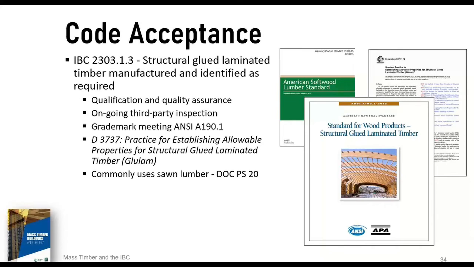Under the code acceptance portion, IBC section 2303.1.3 is the section that refers to ANSI A190.1. That's the standard for structural glue laminated timber. That establishes the nationally recognized requirements for the production, inspection, testing, and certification of structural glue laminated timber, and provides material suppliers, producers, distributors, and users with a basis for common understanding of the characteristics of this product. ASTM D3737 is the standard for establishing the allowable properties for glulam.